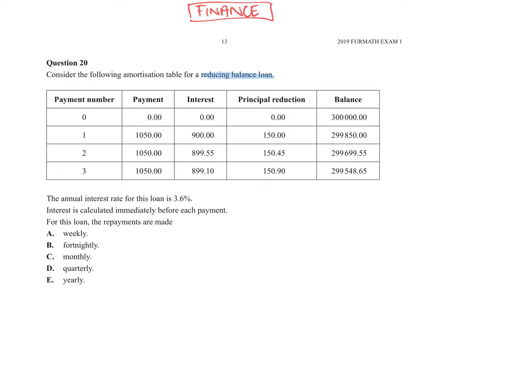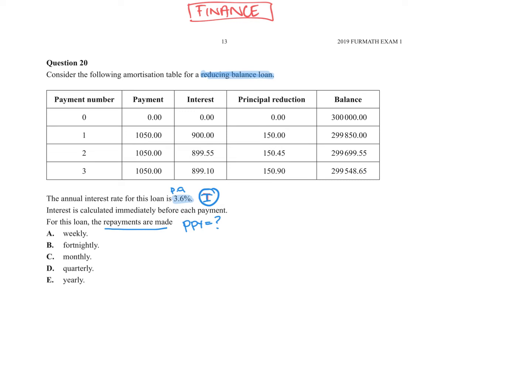Okay, so consider the following amortization table for a reducing balance loan. So it'd be important to know what you're talking about. And the annual interest rate for this loan is 3.6%. So that is, sometimes I on our finance solver, or it's the per annum rate. Interest is calculated immediately before each payment is made. So what they want is really the PPY. They want to know how many times a year this is getting compounded.